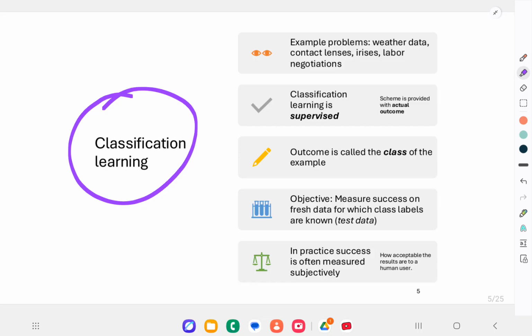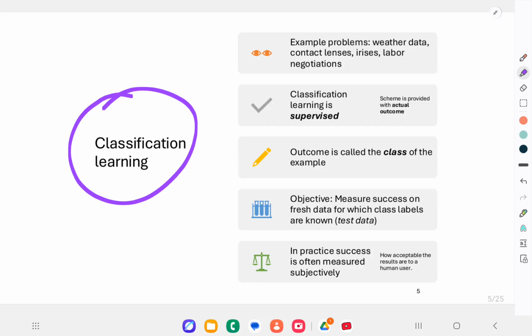So in classification, the outcome or the target label is called the class, right? Classes are discrete categories. So think of spam or not spam, right? Cancer or non-cancer. And sometimes in multi-classification problems, there are more than two classes, right? For example, in sentiment analysis, you can predict positive, negative, and neutral, for instance, right?